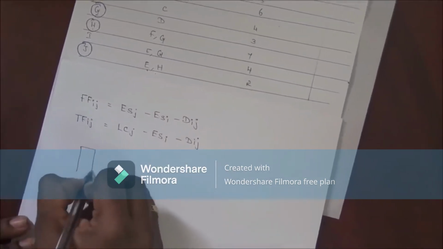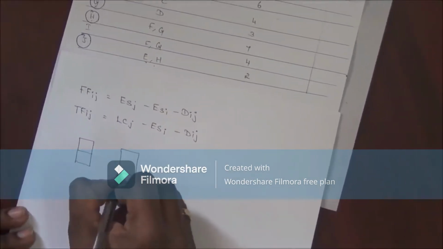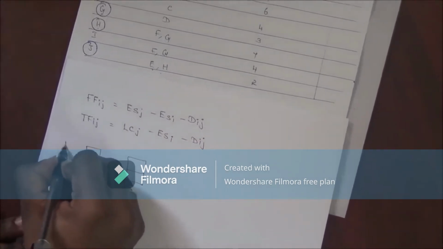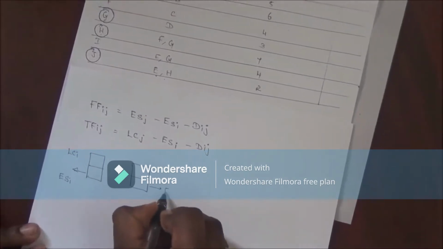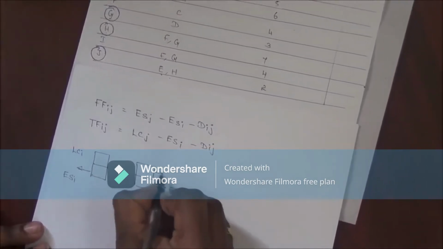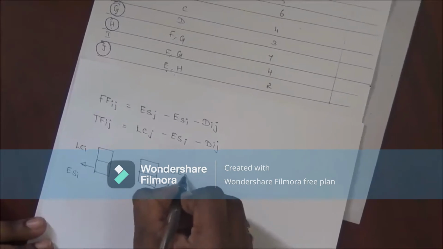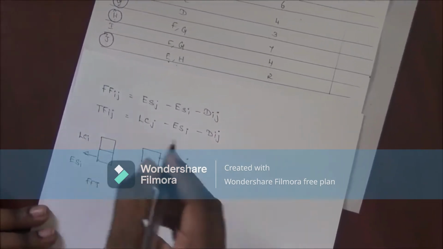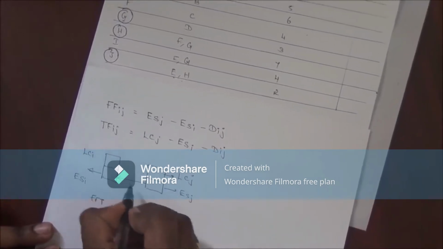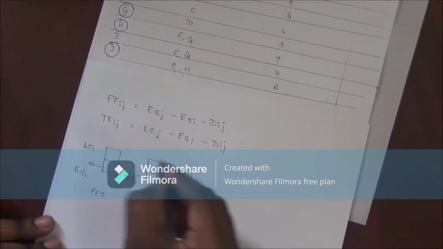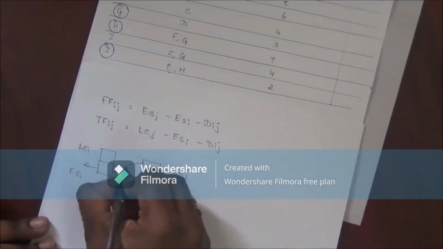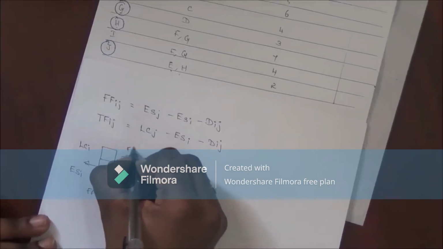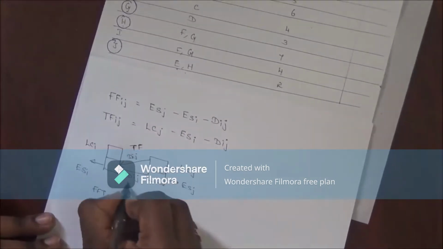Similarly, we have to consider this activity. It is ESI, LCI, ESJ, LCJ. For free float, this minus this minus Dij. For total float, this minus this minus Dij. This is for free float.